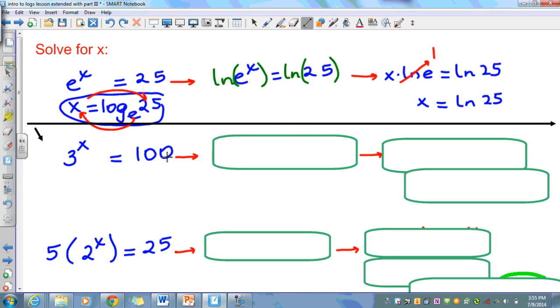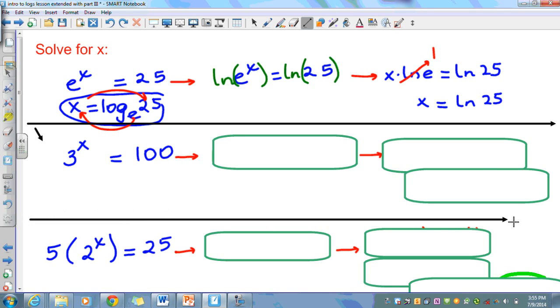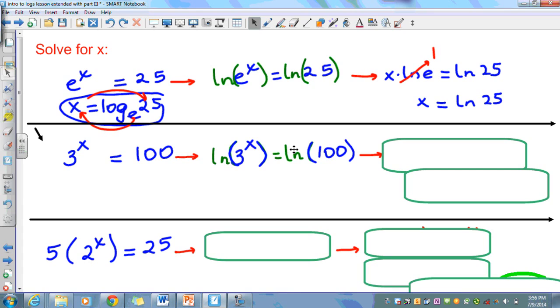3 to the x equals 100, solve for x. So once again, the moment you realize the unknown appears in the exponent, it's a good idea to apply natural log to both sides. Now you can technically apply logarithm to any base. You can also apply log base 10, but here we're having more practice with base e, so I'm applying ln to both sides. Then, once again, using one of the properties, bring the x down on the left-hand side.